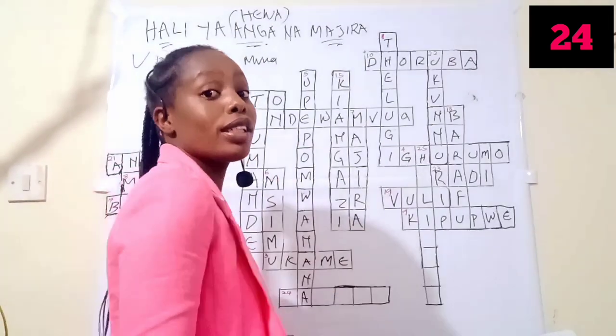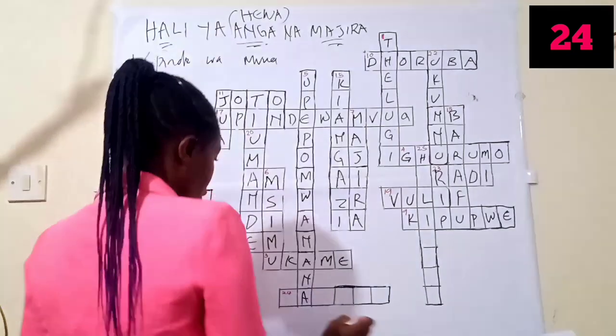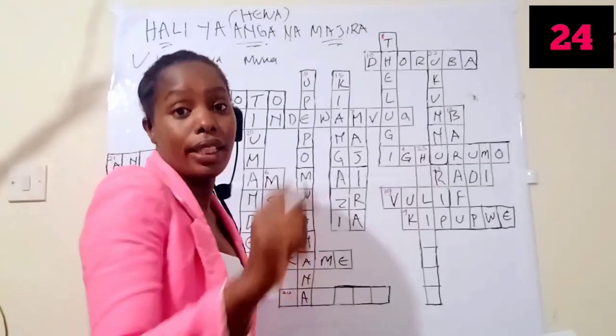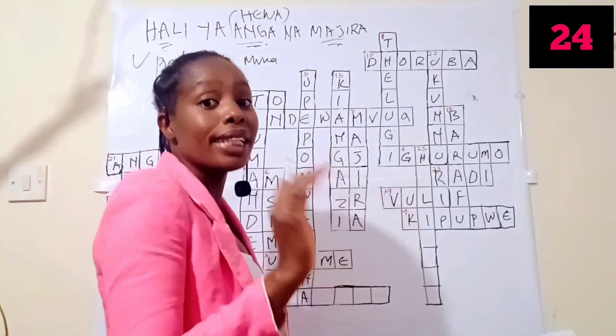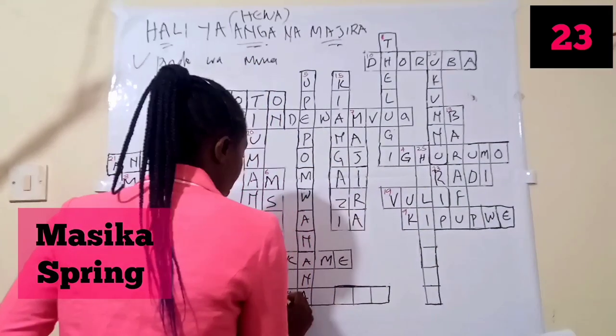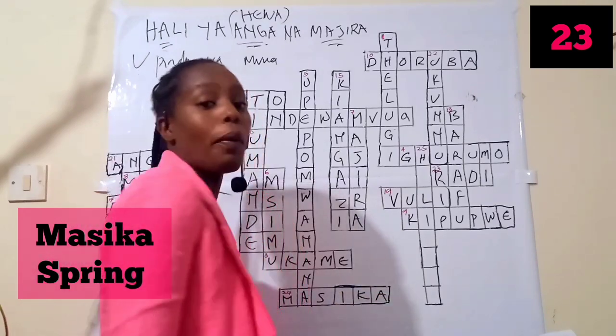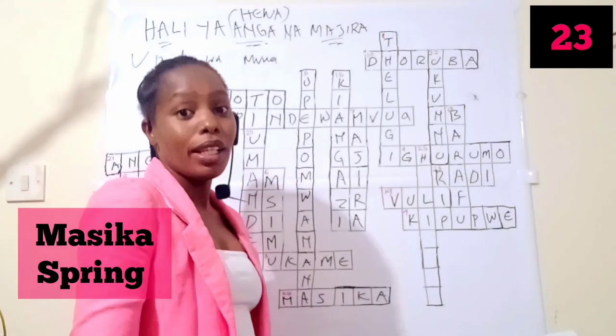Number 24 is spring. Where is number 24? Here. Number 24 is here. And spring in Swahili is masika. Masika. Spring is masika.